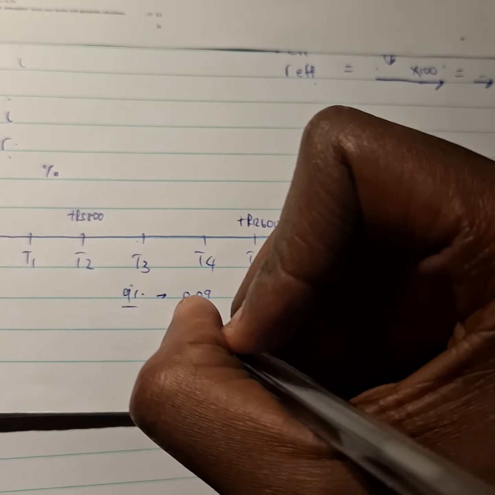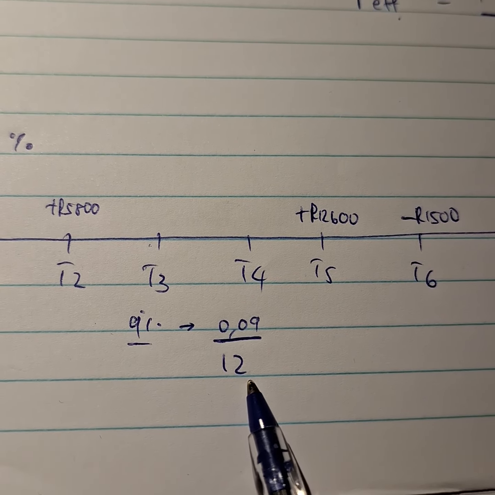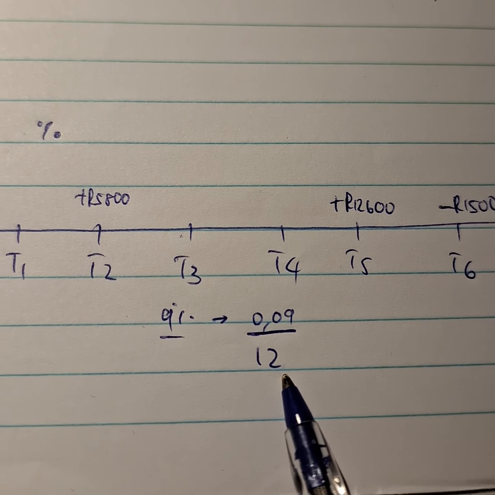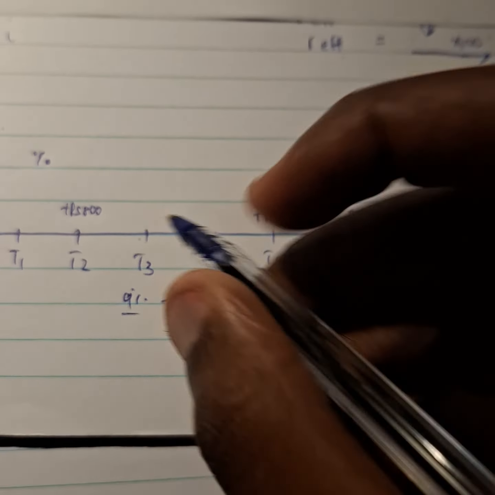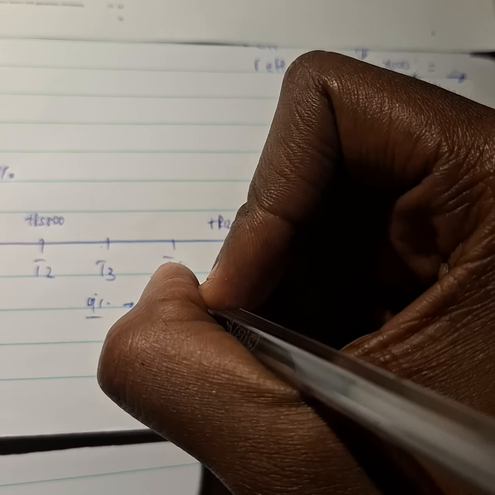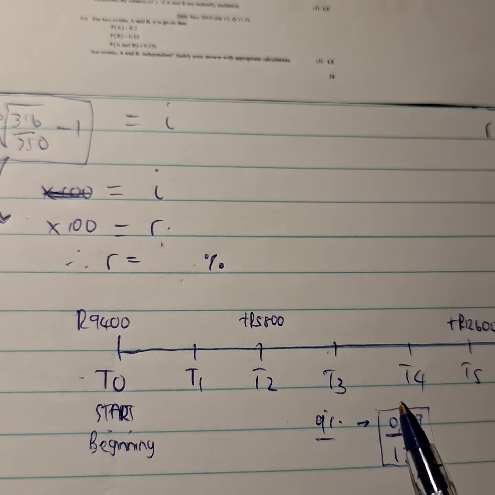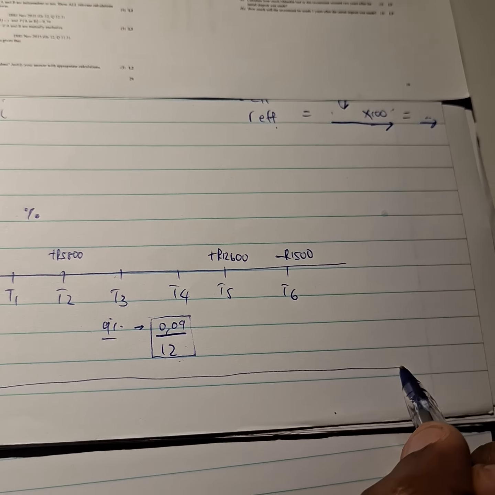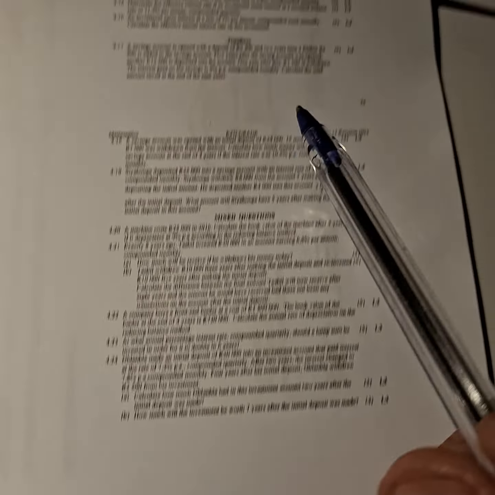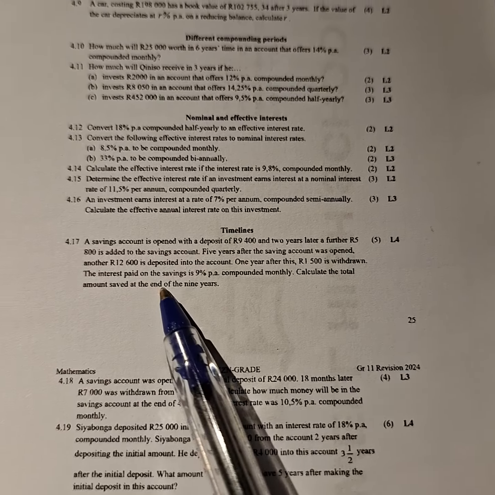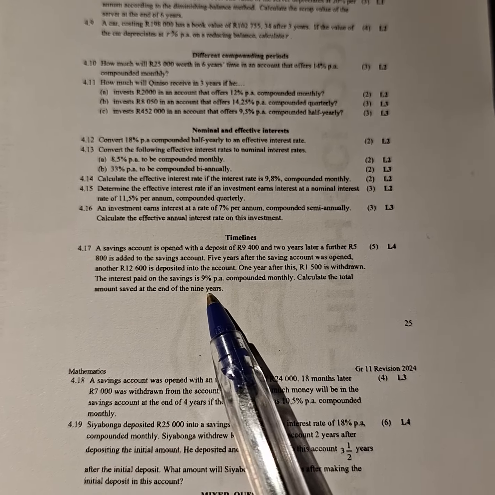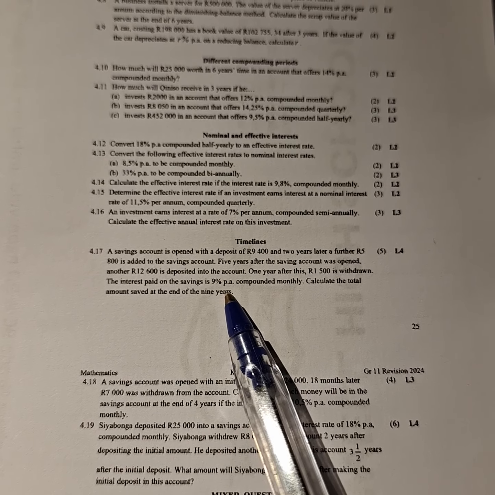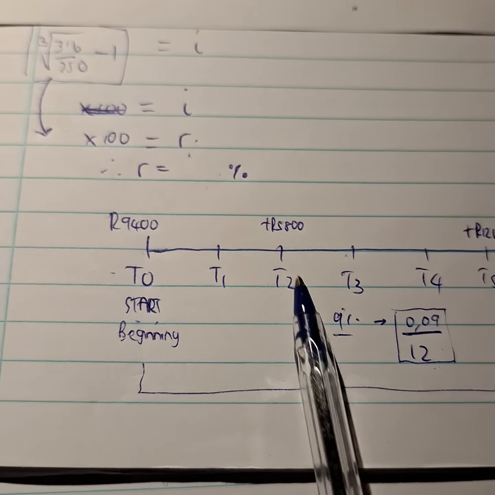So yes, there is a compounding period, which means 12. We divide the interest rate by 12. Very important. Divide the interest rate by 12. And then obviously this interest rate is going to be in effect for the entire investment period. Now how long? Calculate the total amount saved at the end of the 9 years. End of the 9 years.